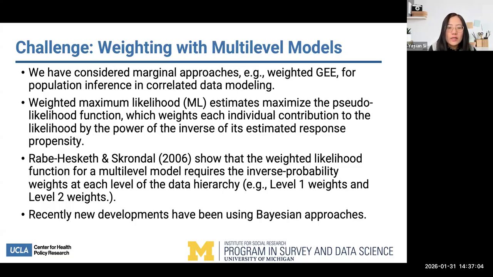So in a longitudinal study, we need the weights for the follow-up wave, and we also need the weights at the baseline. So we need the weights at each level of the data hierarchy. But in practice, we may only have access to the final weights rather than different levels of weights. And recently, most of the new developments have been using Bayesian approaches to account for survey design in the analysis.